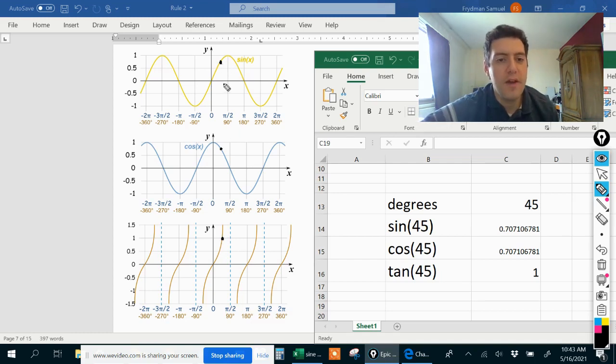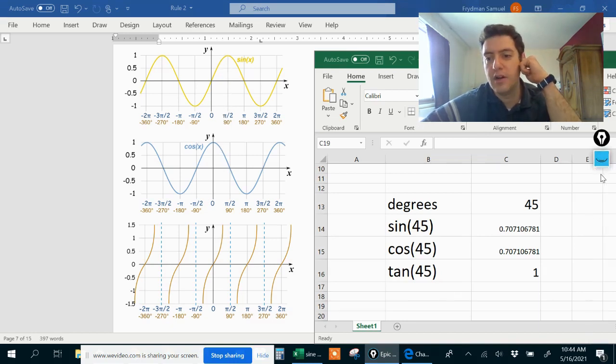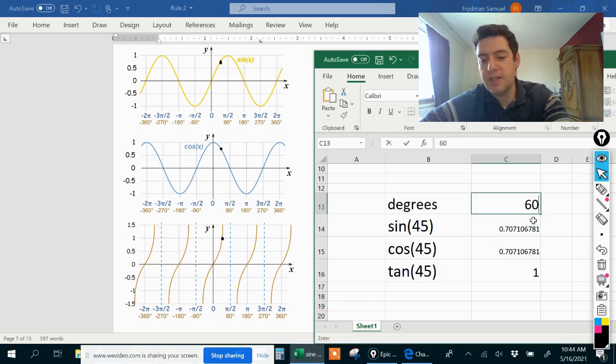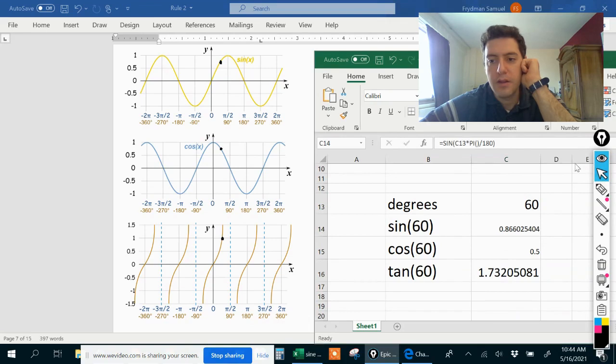Well, you can see if we increase a little bit, the value for the sine would also increase. The value for the cosine would decrease. We're at 45 degrees right now. If we go up to, let's say, 60 degrees, then the sine went from about 0.7 to about 0.87, so it increased. The cosine went down, from about 0.7 to 0.5, if we're talking about a 60 degree angle.